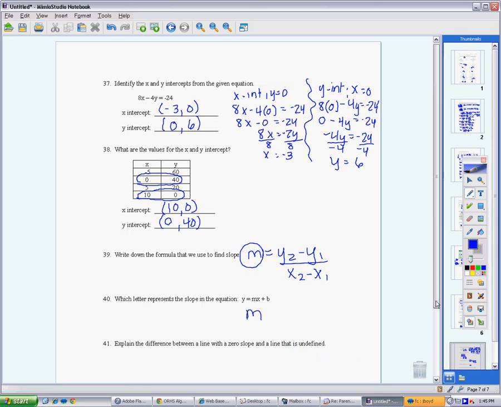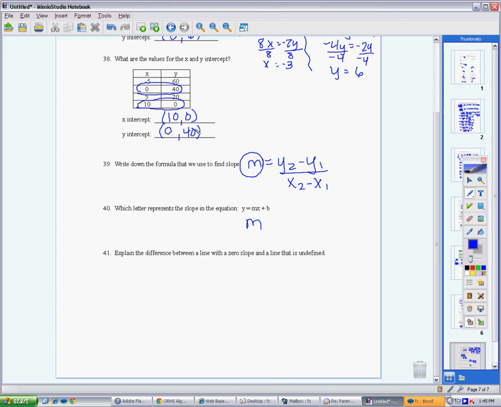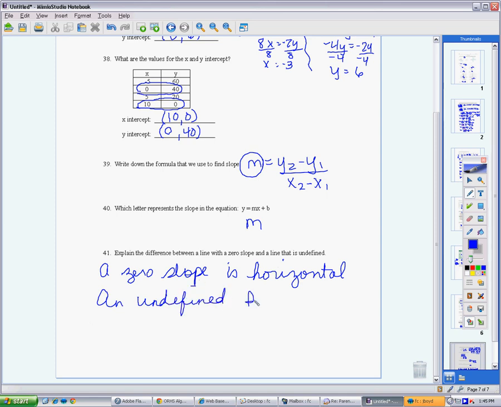Explain the difference between a line with a 0 slope and a line that is undefined. A 0 slope is horizontal. An undefined slope is vertical. That's horizontal. This is vertical. Enjoy your review.